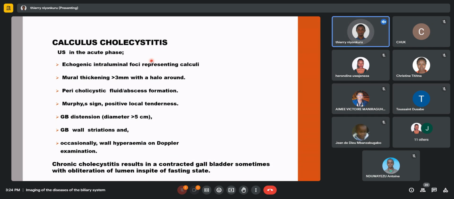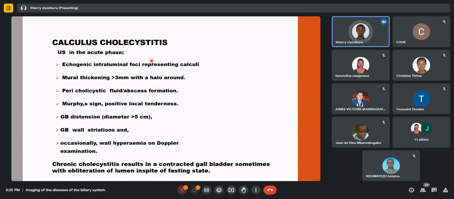On ultrasound, as I have said, we see this echogenic intramural focus, which is a stone, and the wall thickening should be above 3 millimeters. You should see pericholecystic collection or, in the later stage, abscess, and positive tenderness on ultrasound scanning. The gallbladder distension may reach around 5 centimeters in short axis, and gallbladder wall striation may be present or not, and on Doppler interrogation there will be hyperemia of the gallbladder wall.